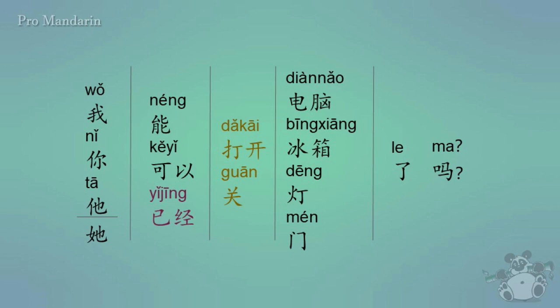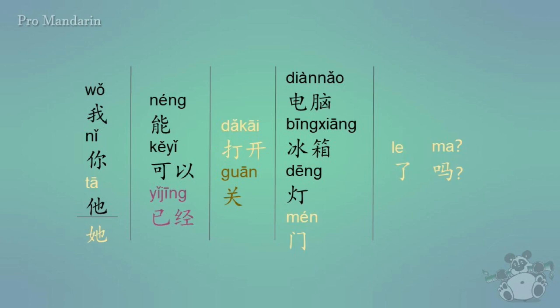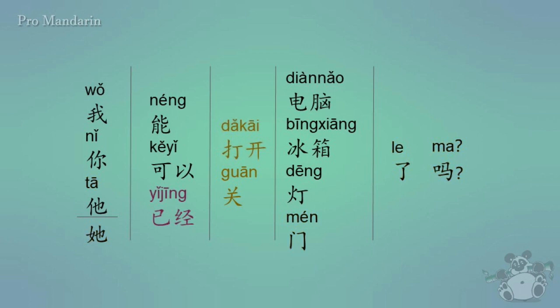Alright, but now we're going to do one extra thing. We're going to just go ahead and drop off the 已经 and see what that means. So if we say, 她打开门了吗? Then what we're saying is, did she open the door? So it's very similar to, did she already open the door, or did she open the door? Either way. So you can say 已经 in this case, or you could leave it off. Depends on what you're trying to say there.